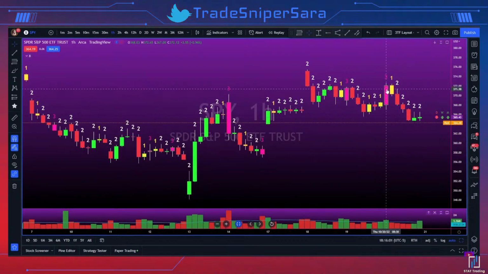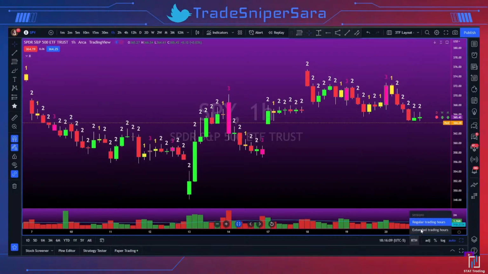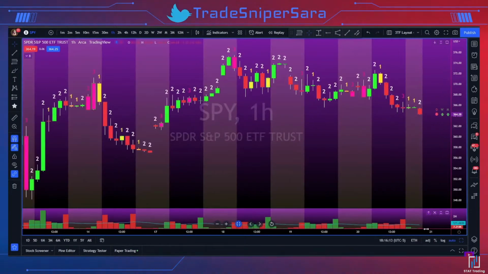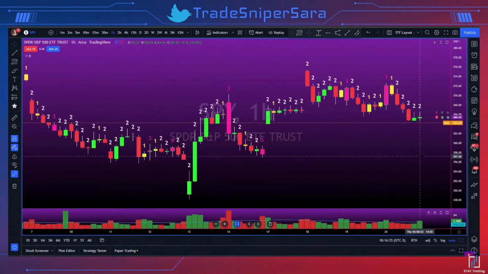Let's look at this strat setup here. We have a 3, 1, 2, okay? But if we turn extended hours trading off, it's going to look completely different. So watch what happens. You got a 2, 1, 2. And these candle flips occur at the top of the hour. So this candle flips at 10 instead of 10:30. We don't want that. So make sure you're set to regular trading hours.